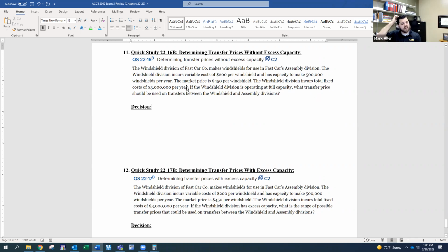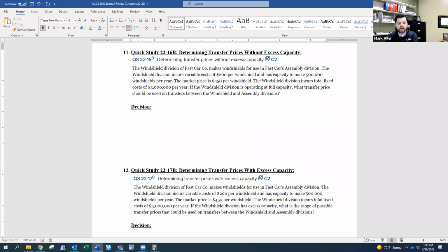The windshield division of Fast Car Company makes windshields for use in Fast Car's assembly division. The windshield division incurs variable costs of $200 per windshield and has capacity to make 500,000 windshields per year. The market price is $450 per windshield. The windshield division incurs total fixed costs of $3 million per year. If the windshield division is operating at full capacity, what transfer price should be used on transfers between the windshield and assembly divisions? So this is where we ask, well, what price would be considered fair?